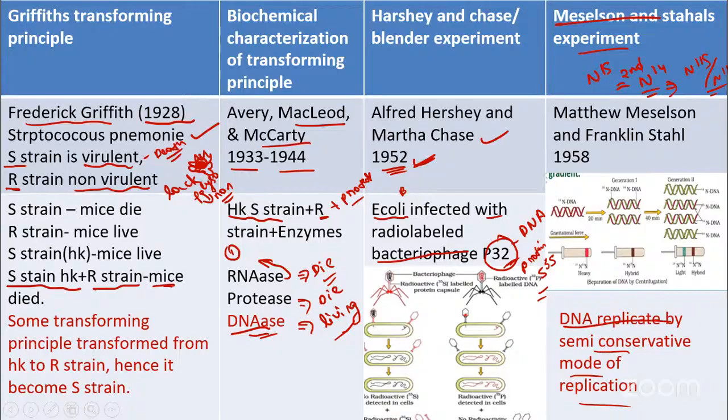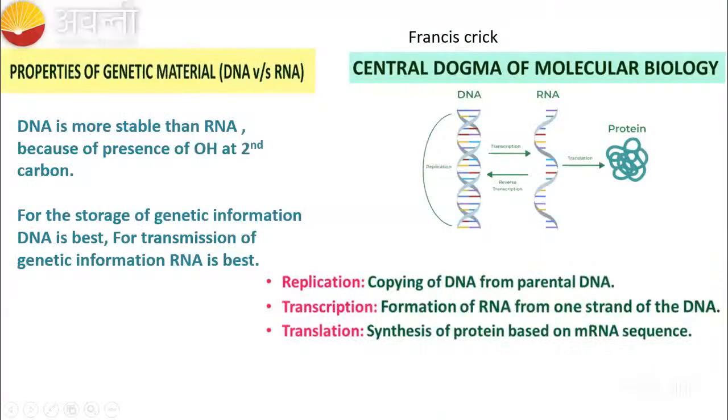Okay. So now let us go to the properties of the DNA. Why have we chosen DNA, not RNA, as the genetic material? In some viruses, you can see RNA as the genetic material also. But DNA is very important because DNA is more stable than RNA. Why? In RNA there is a presence of OH on the second carbon, so that is more reactive.